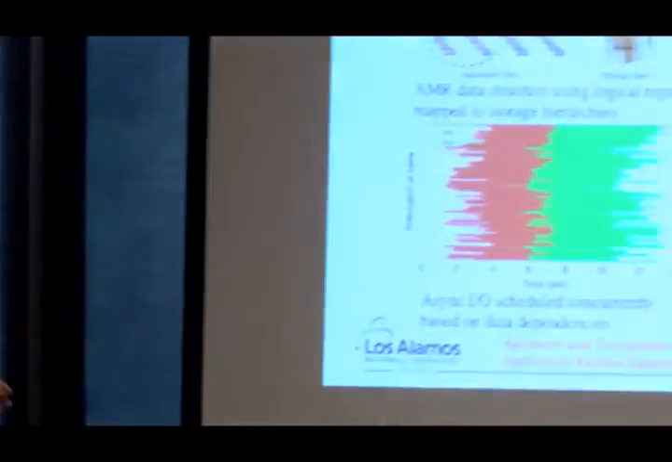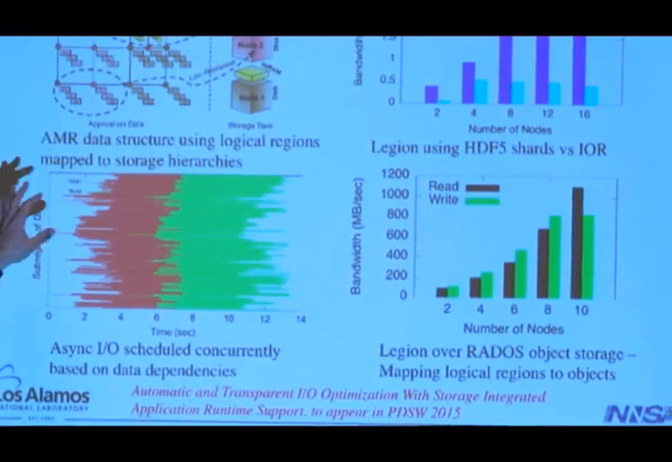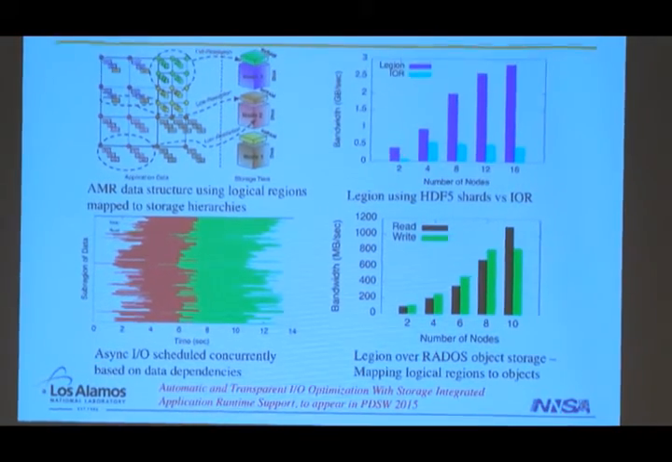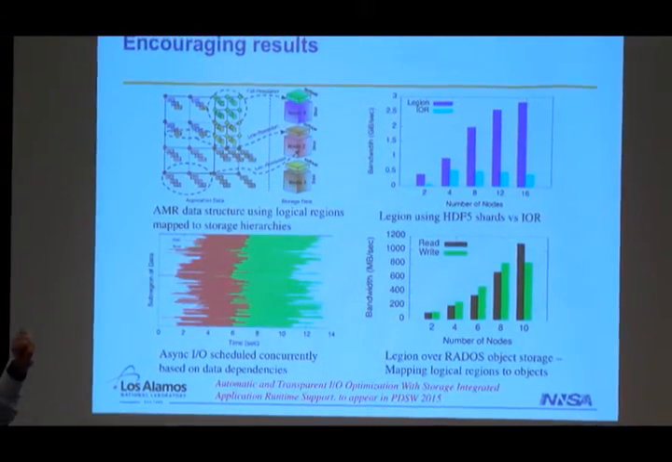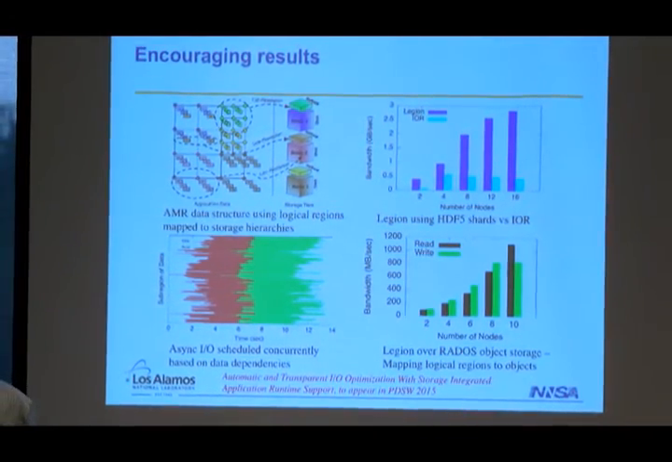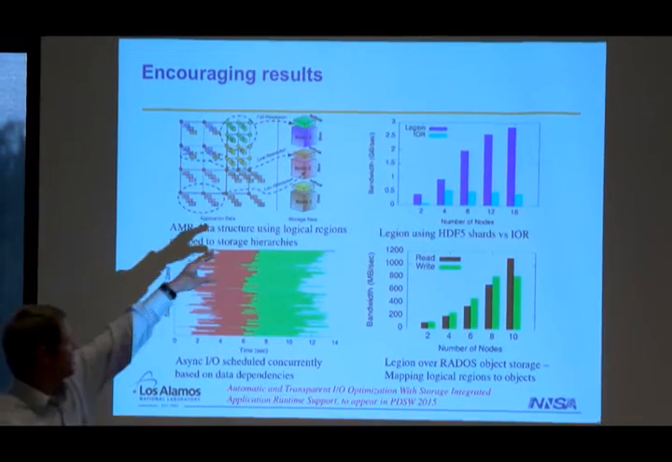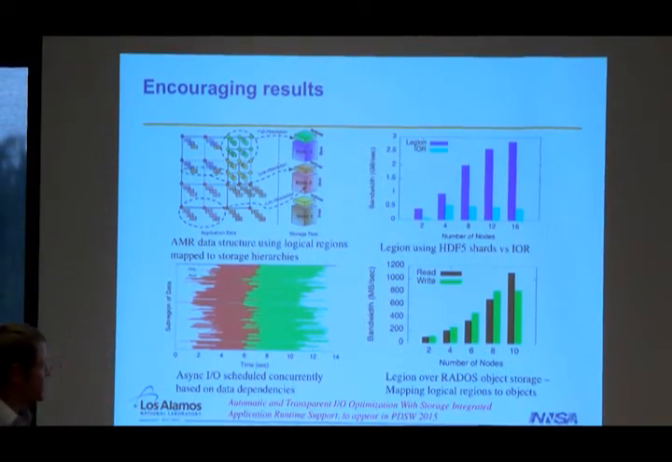And we actually are able to maintain this consistent view of the data structure as it's being persisted independently to different storage elements. Here's a picture of this where we actually did some work looking at this AMR data structure and how we could actually map different elements of one or more logical regions to different elements in the storage hierarchy. So be it in VRAM or actual disk.